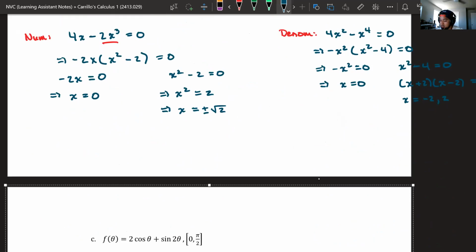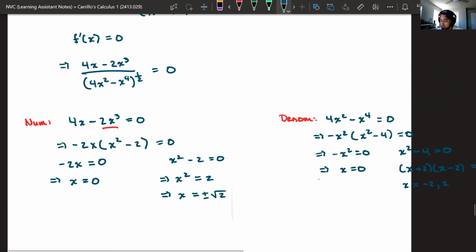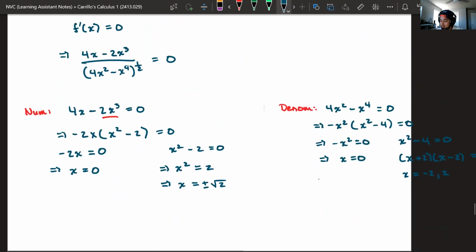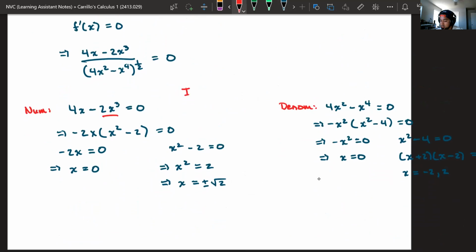So now we got to test, make sure our solutions are within our interval. So going back to our interval, it is from -1 to 2. So is 0 within our interval? Yes. Sure is. Is plus and minus square root of 2 within our interval? Sure is. What's that, 1.4? Yeah, 1.41.